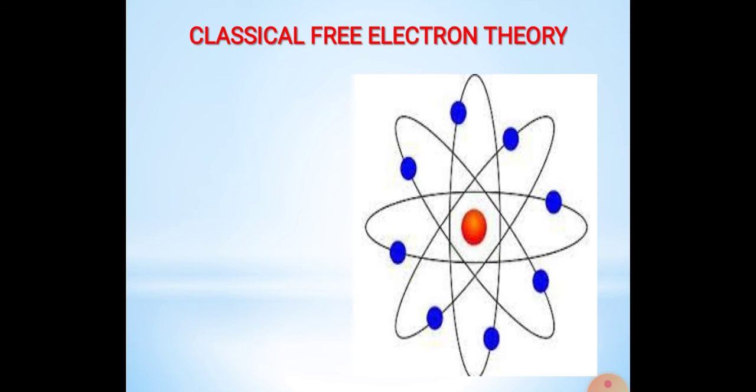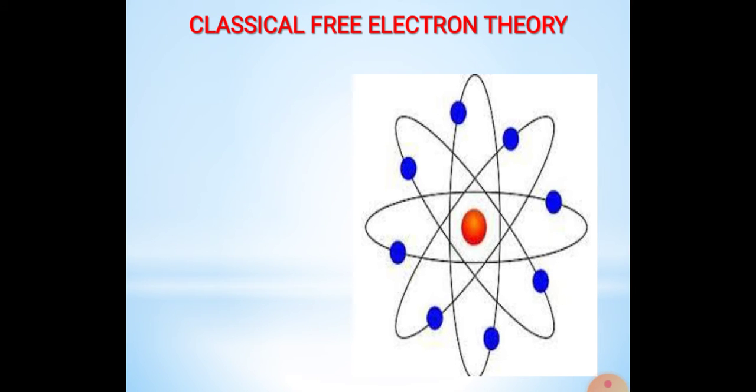In this video lecture, I am going to discuss the first topic, that is classical free electron theory, which comes under unit 1. First we can see the postulates of this theory. The first postulate can be explained by this diagram. This diagram represents the atomic structure. So here we have two color balls, one in orange color, another one in blue color.